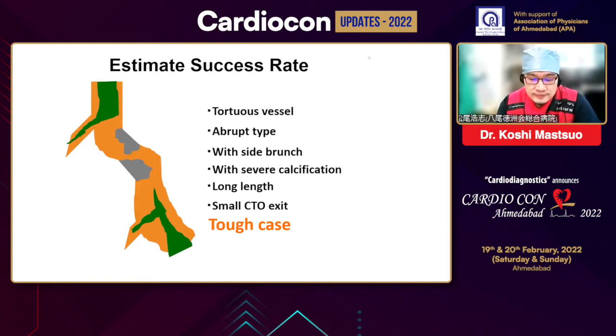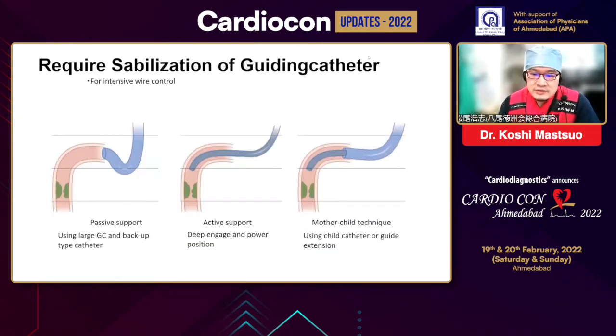On the other hand, the CTO vessel is tortuous. The CTO entry is abrupt. The CTO entry has a side branch. Inside the CTO body there is severe calcification, the CTO length is long, and the CTO exit is small. This case is a tough case. In a case like this, sometimes we need the retrograde approach.